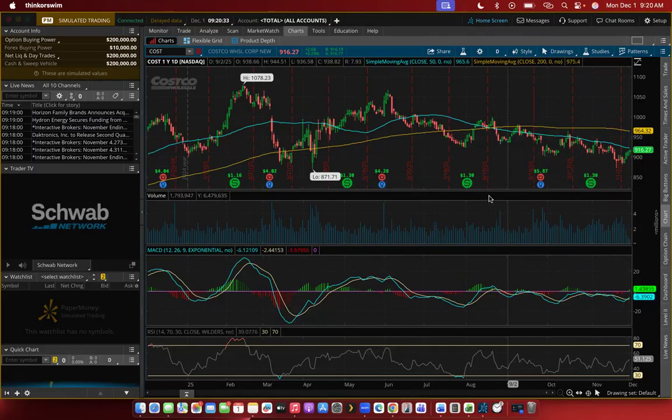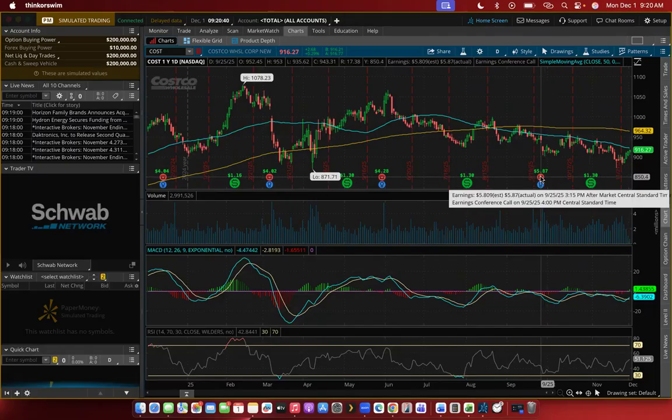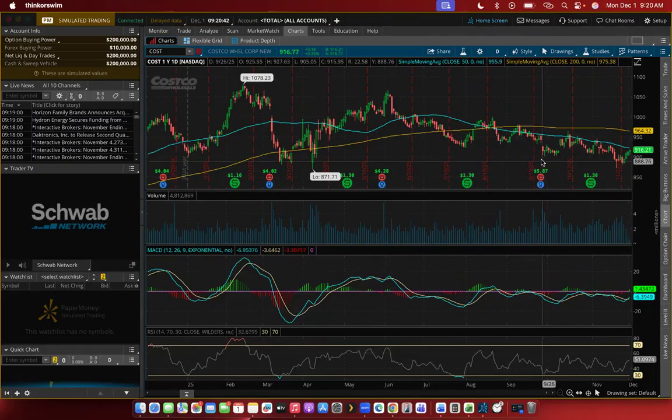But one of the bigger things I want to point out is earnings. Right here is where they report earnings, and historically, assuming it beats earnings, the price has jumped up. So every time they report earnings, it jumps up right here.